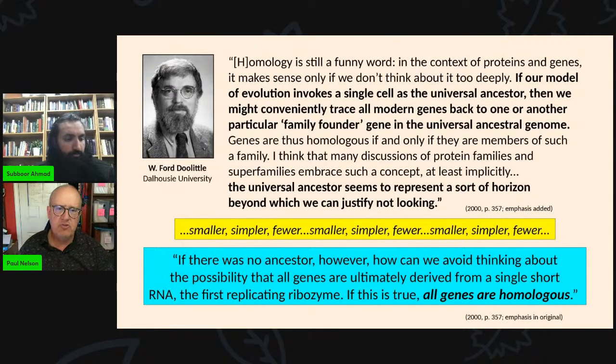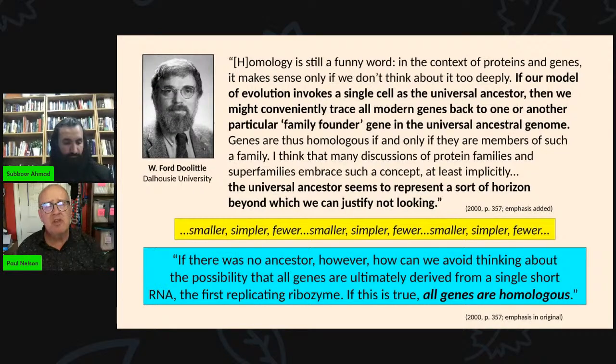This is a quote in the blue box here, the next sentence in the article by Ford Doolittle. If there was no ancestor, how can we avoid thinking about the possibility that all genes are ultimately derived from a single short RNA? If this is true, all genes are homologous. Now, here you see in this article from Doolittle the breakdown of the homology concept.